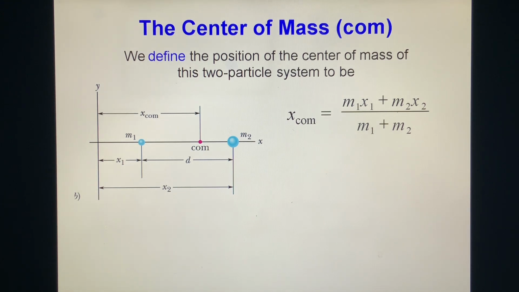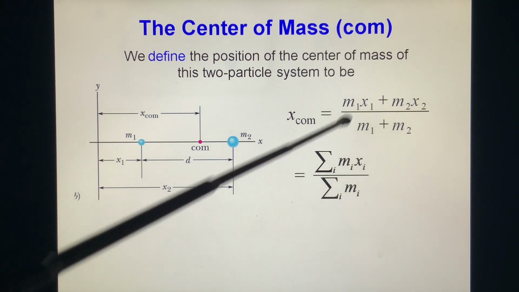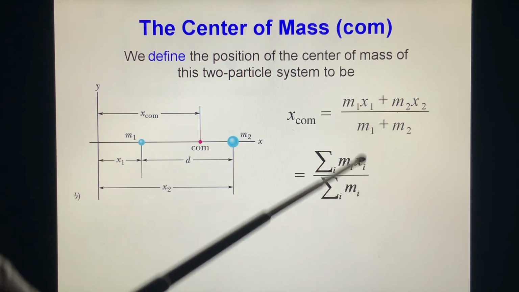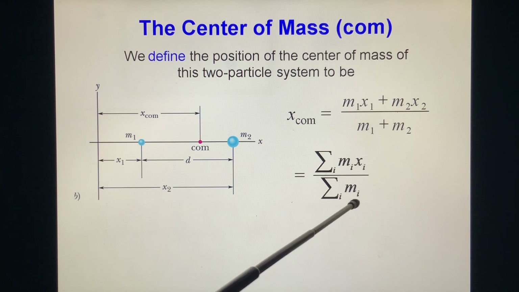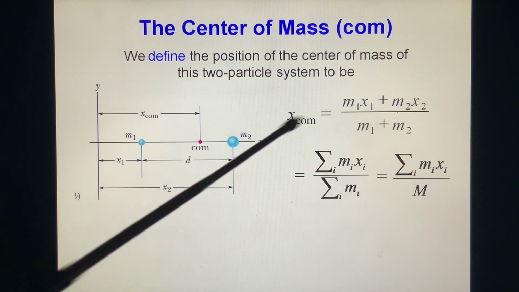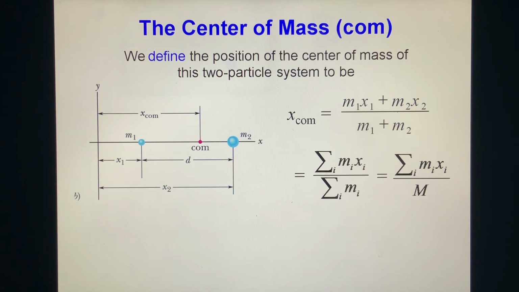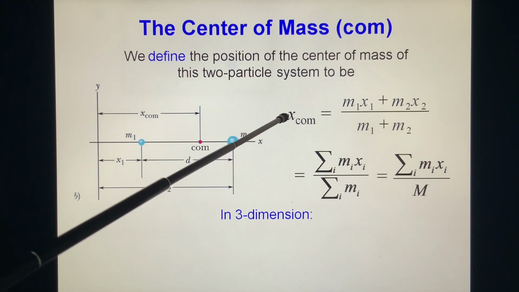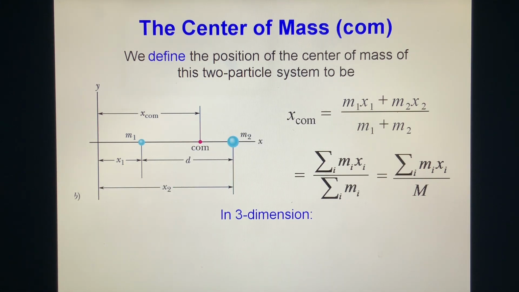For the future, we will rewrite this as sigma mi xi over sigma mi. So in this case, we could extend to many points. And sigma mi is the total mass of this system. I'll replace it with M. In three dimensions, it's similar. x-com, y-com, z-com have similar formulas. x-com equals sigma mi xi over big M.